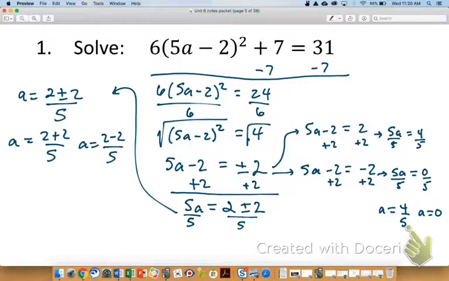Can you see how we're going to get the same answers? 2 plus 2 is 4, so it'd be 4/5. 2 minus 2 is 0. 0 divided by 5 is 0. So whether I split that plus or minus up really early or I split it up late, I will be getting the same answers.